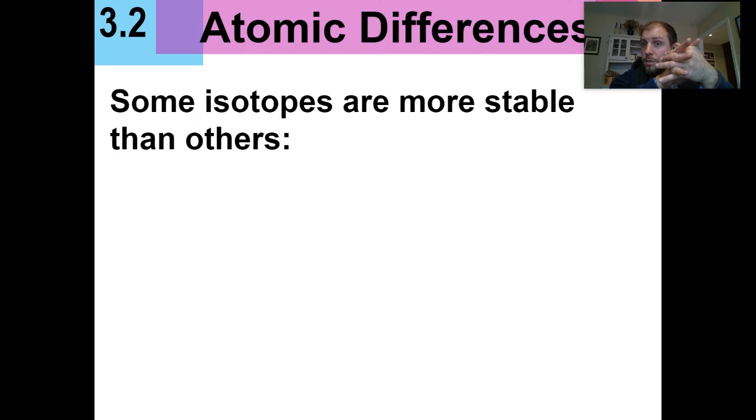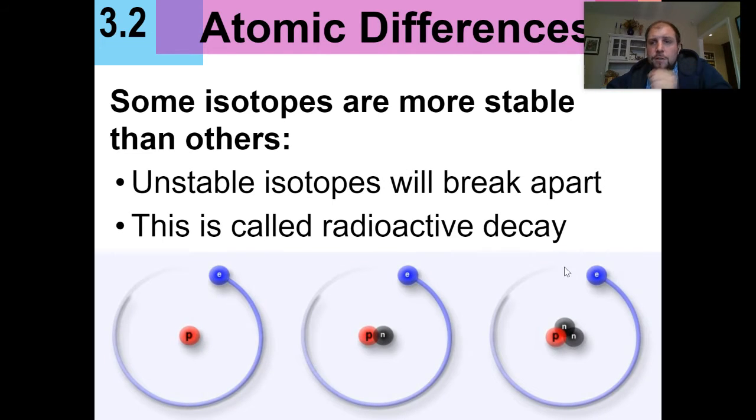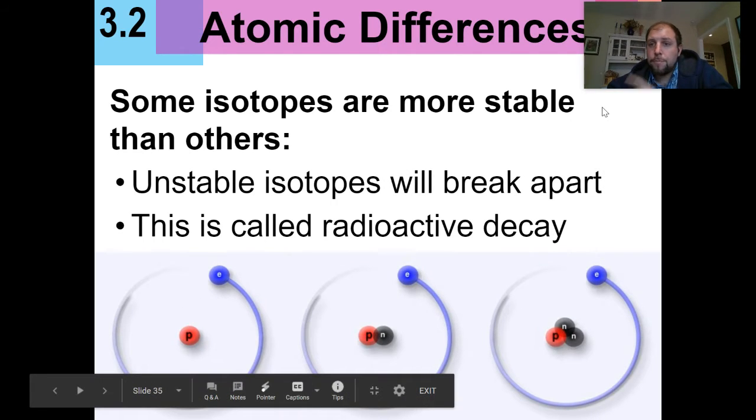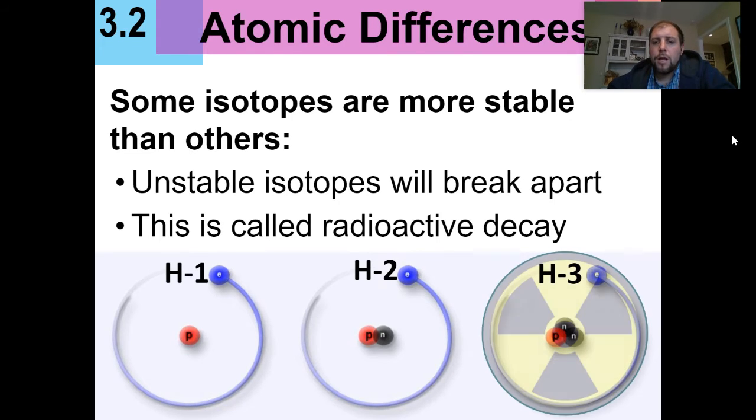Too many neutrons, and there's not enough positive force to stick everything together. So there's like a Goldilocks zone of neutrons that make an atom stable. For example, this first atom right here, hydrogen 1, because it has just a single proton, is stable. Hydrogen 2, because it's got a proton and a neutron, mass of 2, is also stable. But hydrogen 3, with a proton and 2 neutrons, so 1, 2, 3, is unstable. It breaks down over time.